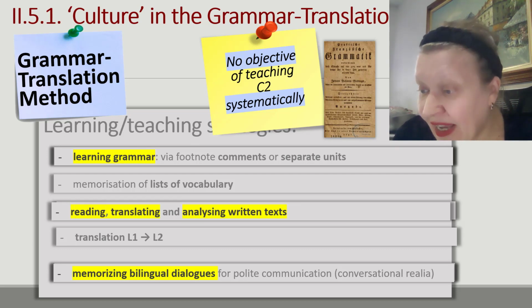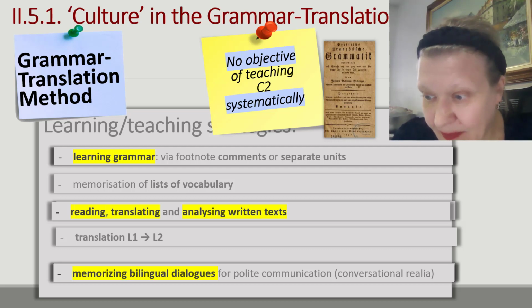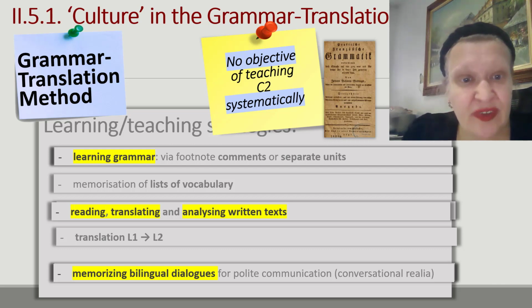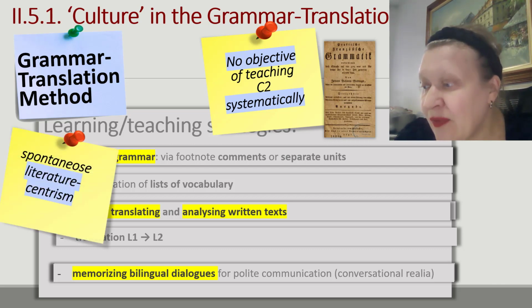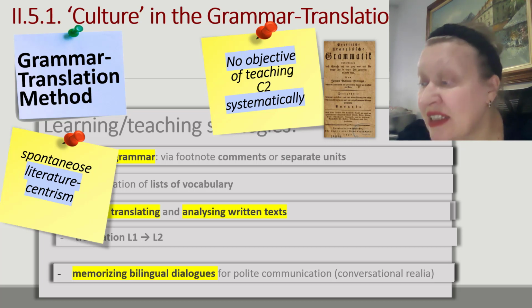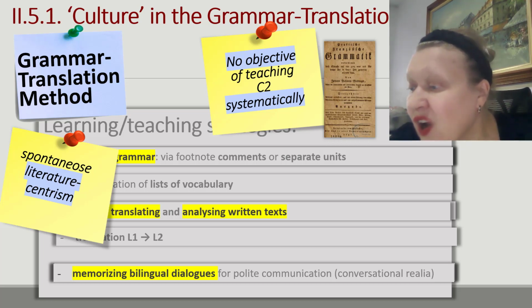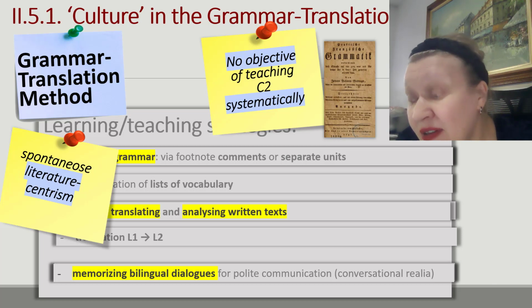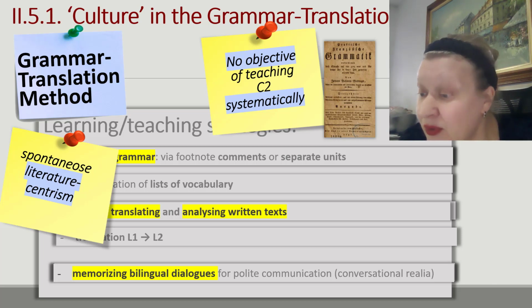Learning grammar, along with reading, analyzing, and translating written texts and memorizing bilingual dialogues, are the core activities of the grammar translation method. The text to be read and memorized by heart can be irrelevant in regard to the target culture, or, on the contrary, related to it. In the last case, we can observe at least 3 possibilities. The first one is the literature-centrist approach, when learning a second language happens through reading, analyzing, and translating literary texts. The content of this text and its cultural meaning are usually out of the scope. However, learners are exposed to the target culture through contact with this text.